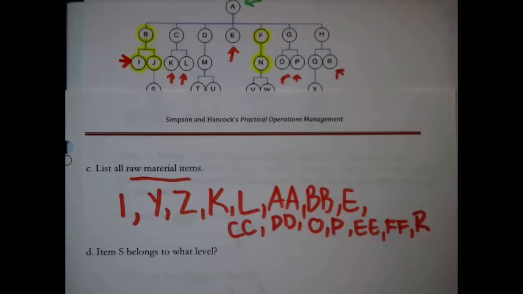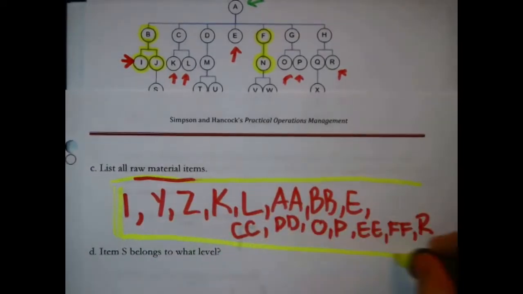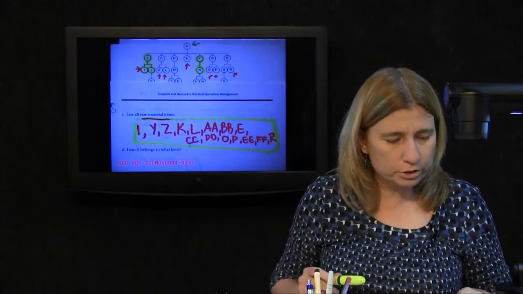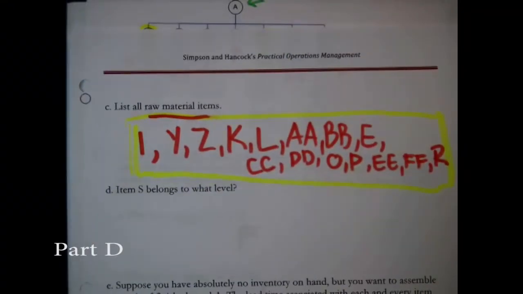All of those items are by definition raw material items. We found them because they don't have any children. Okay, next question.